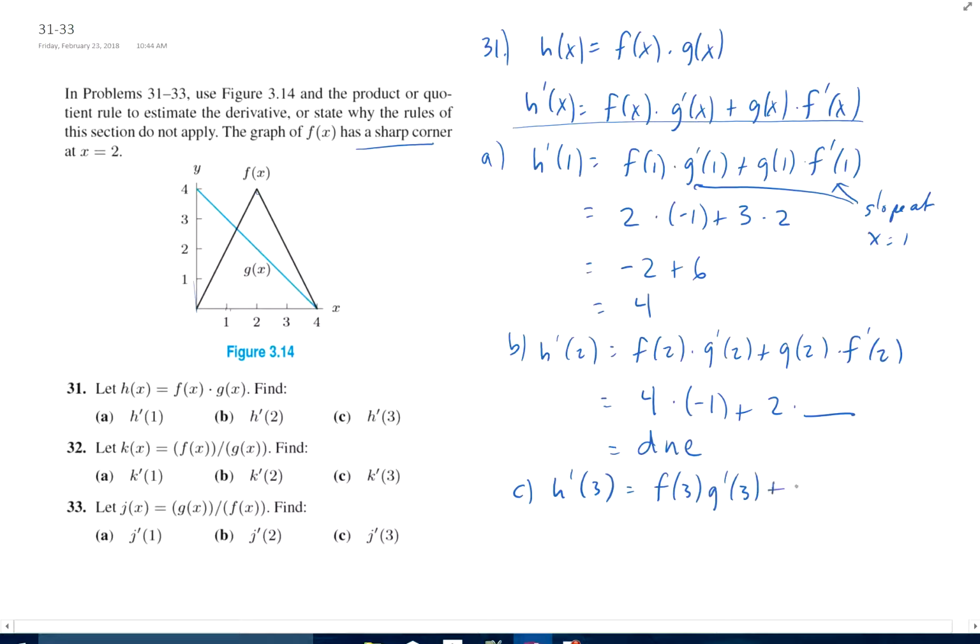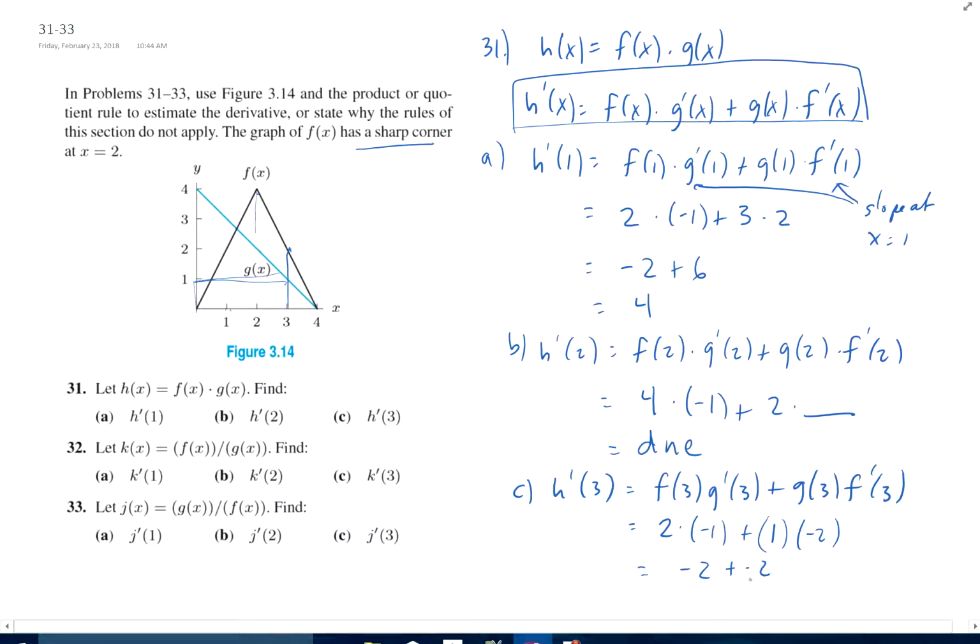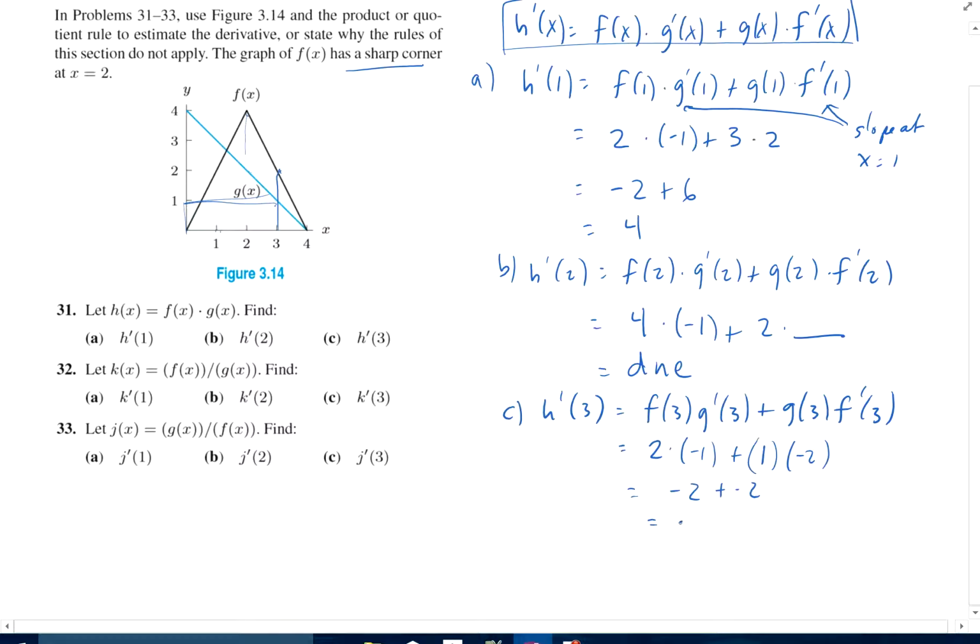All right, C, h prime of 3, it's going to be f of 3, g prime of 3, plus g of 3, f prime of 3. Again, I'm using the equation for the derivative. So f of 3 is 2, g prime of 3 is negative 1, g of 3 is 1, right? And f prime of 3, the slope of this is down 4 over 2, which is negative 2. So that'd be negative 2 plus negative 2, which is negative 4.